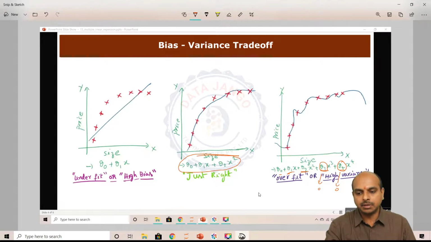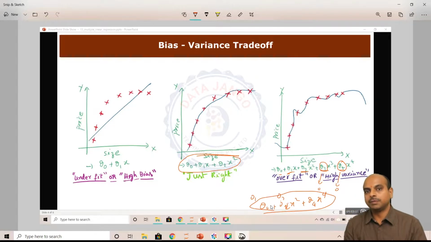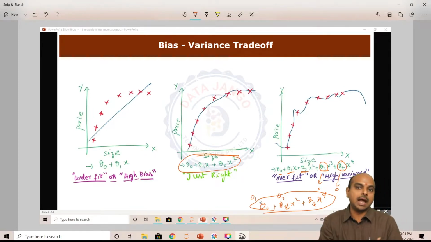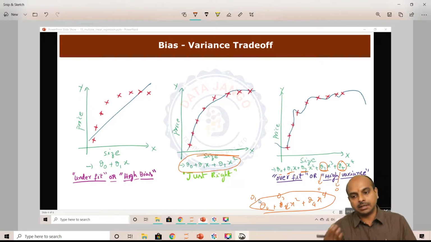In some case, maybe theta 1 is 0 and theta 3 is 0, but the rest are high. So in that case, the equation is going to be theta 0 plus theta 2 x square plus theta 4 x to the power 4. Maybe this equation fits well. We don't know. So if you regularize the model, the technique will automatically make the coefficients which are not important 0, make the ones positively affecting the model positive, and negatively affecting features negative. So this is called regularization.